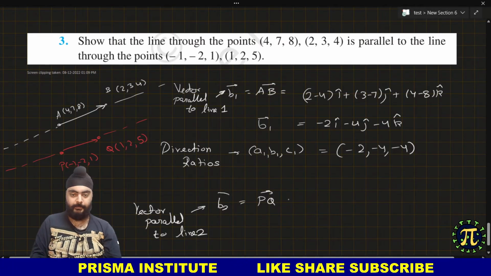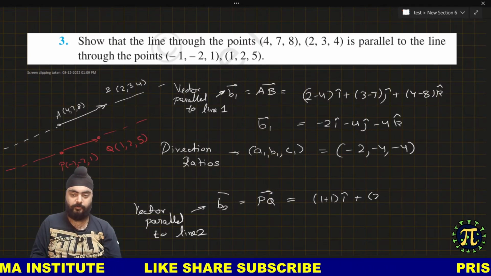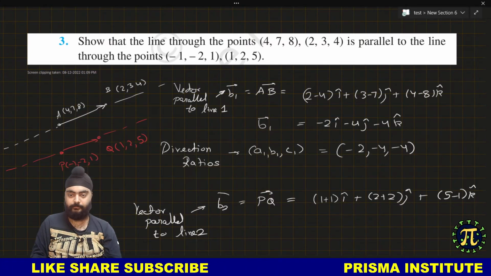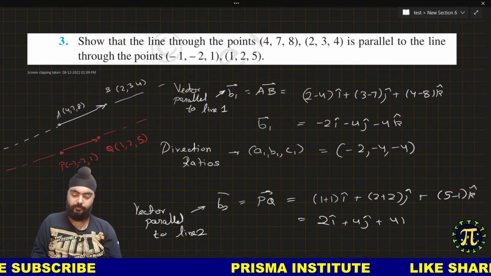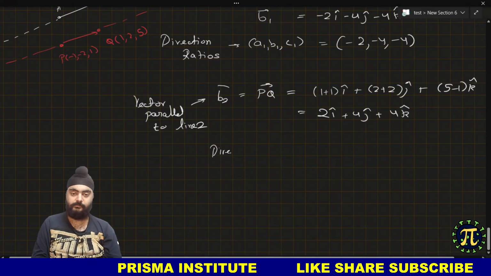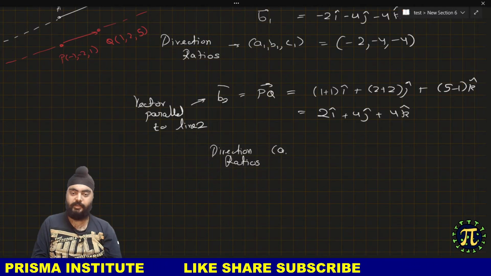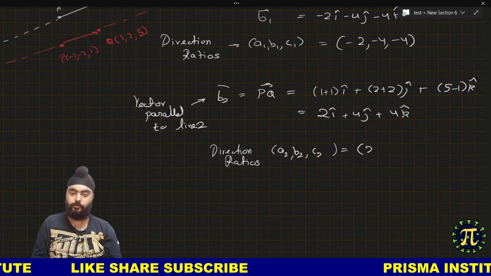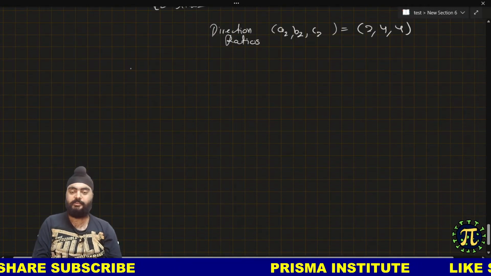So what is coming? The final point Q, so 1 plus 1 I cap plus 2 plus 2 J cap plus 5 minus 1 K cap. So this is 2 I cap plus 4 J cap plus 4 K cap. So what direction ratios are coming in this, which are A2 B2 C2. These are 2 4 4. And in the case of parallel lines, what did we learn, that direction ratios must be proportional.